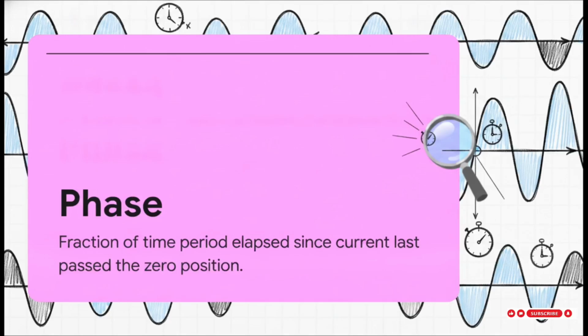Phase is simply the fraction of the time period of an alternating current that has elapsed since it last passed through the zero position. Imagine you've got a stopwatch, right? And it clicks every single time the wave crosses that zero line. That elapsed time, which we usually measure in degrees or radians, tells us exactly where we are on the wave's cycle. It is absolutely crucial because it grounds everything else we're going to talk about today.